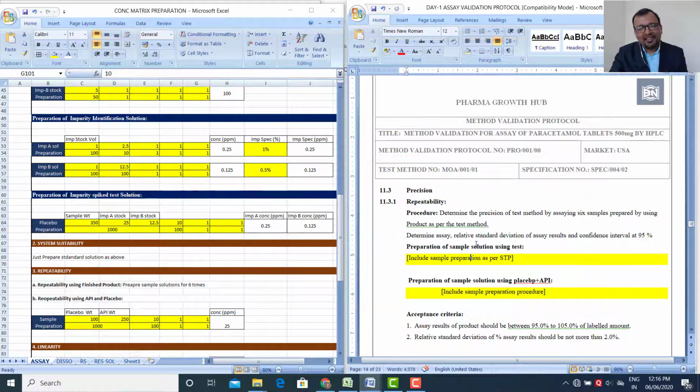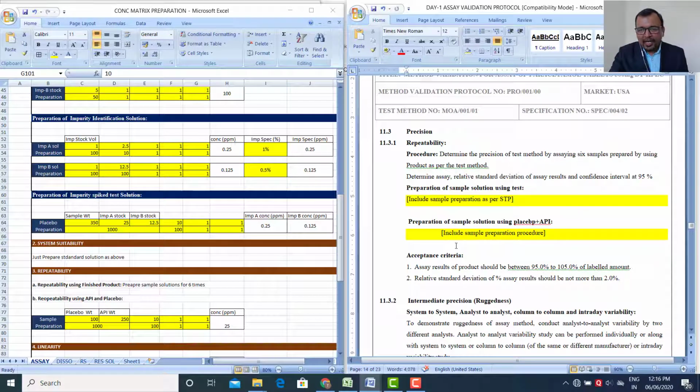When it comes to the precision of assay, you need to conduct repeatability, and the second parameter is either intermediate precision or reproducibility. We will check one by one how you can conduct the repeatability and intermediate precision study. The first parameter in precision is repeatability, and we will talk about how you can prepare the sample for repeatability. So look at the protocol now on the right side of the screen.